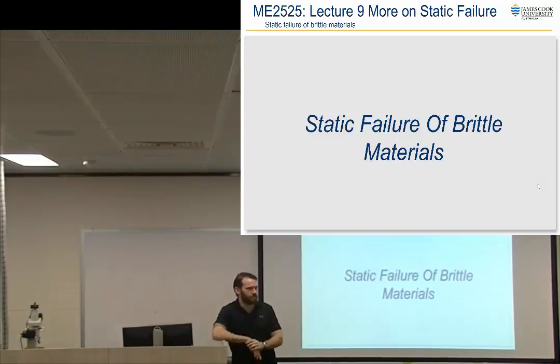There's lots of different materials, as you will have seen. Rock, ceramic, glass, cast irons, some cast steel, some tool steels are brittle, and lots of other varieties. And so there are lots of these failure theories for those brittle materials.